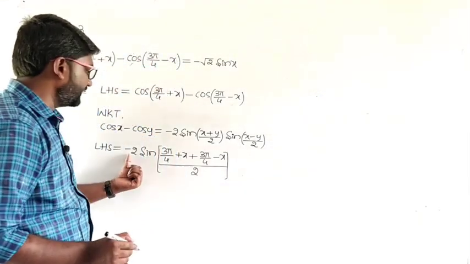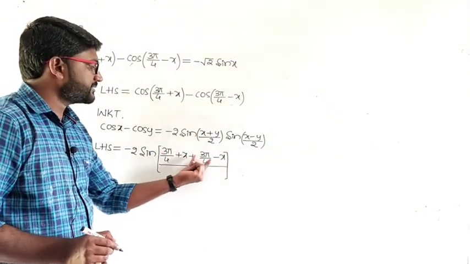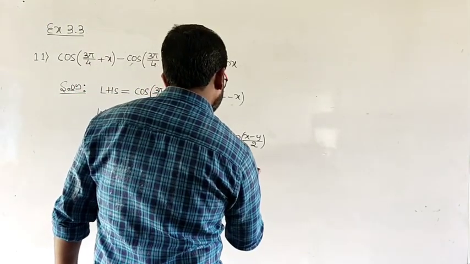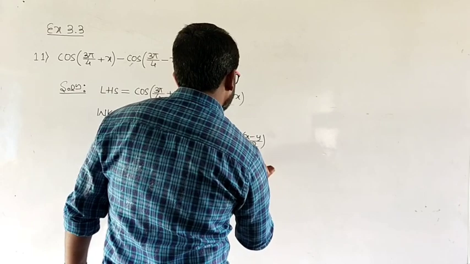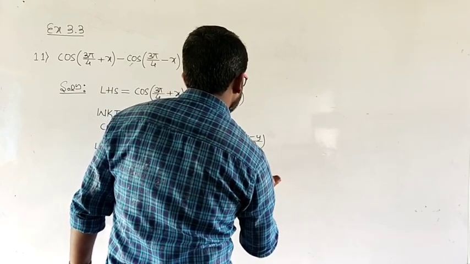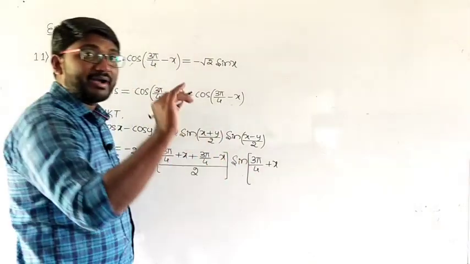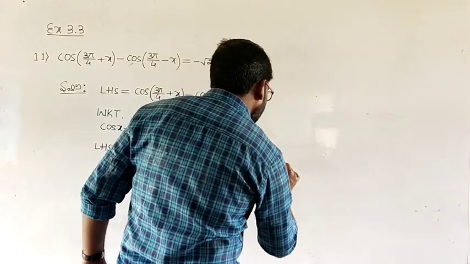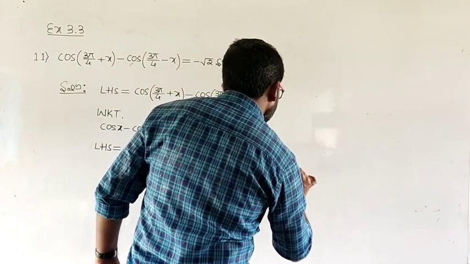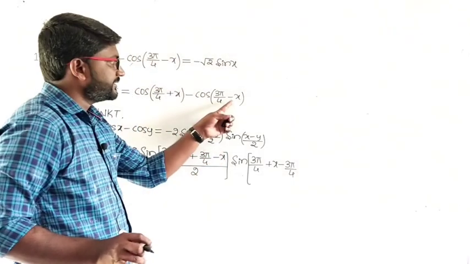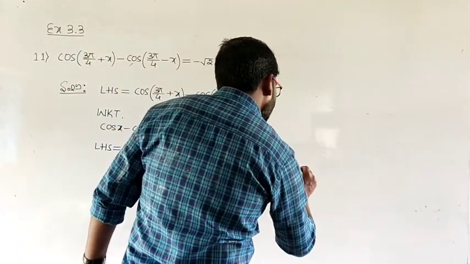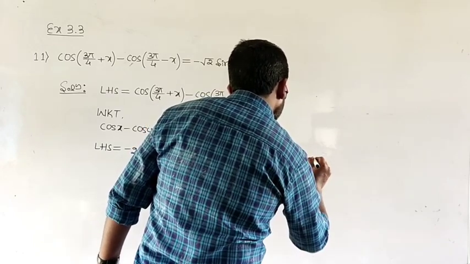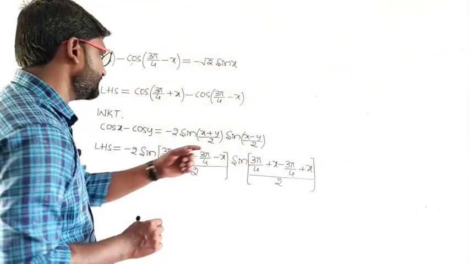So now see here, minus 2 sin of x plus y divided by 2 into sin of x minus y by 2. Here x minus y is 3 pi by 4 plus x, then minus y, so minus 3 pi by 4, then minus into minus becomes plus x, then divided by 2. We have to simplify this further.